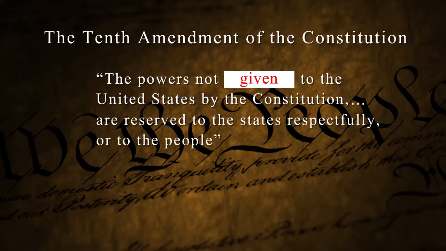Next part, are reserved to the states respectively or to the people. What's the word reserved mean? Reserved means are kept for, okay? So they're kept for the states respectively or to the people. Now, if you read that with the definitions put in there, it says this: the power is not given to the United States by the Constitution, are kept for the states respectively or the people. The power is not given to the federal government, to the Congress. Who's it reserved for? Who's it kept back for? For the states and for the people. That's powerful. That's a concept that we're not living right now, and therefore having some challenges with our freedom.